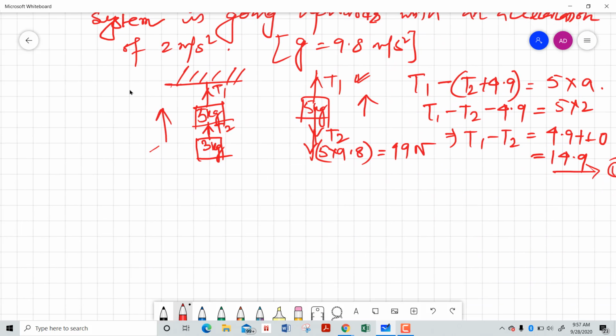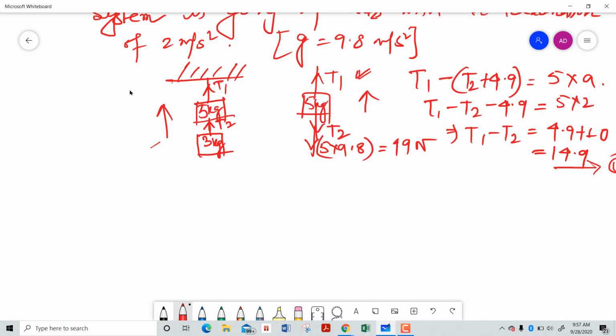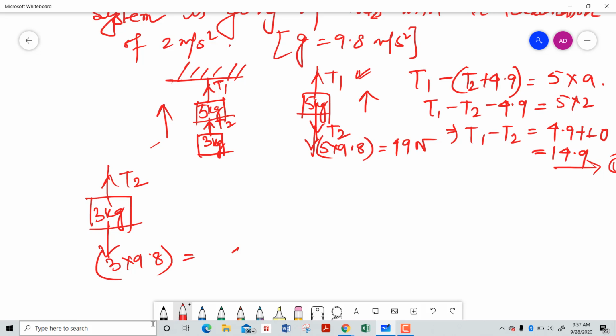So let's move to the analysis of the 3 kg mass. In this case there is a tension force T2, and there is a weight of 3 into 9.8, that is 29.4 Newton. It's the weight of that 3 kg mass. The weight acts in the downward direction and there is a tension force.